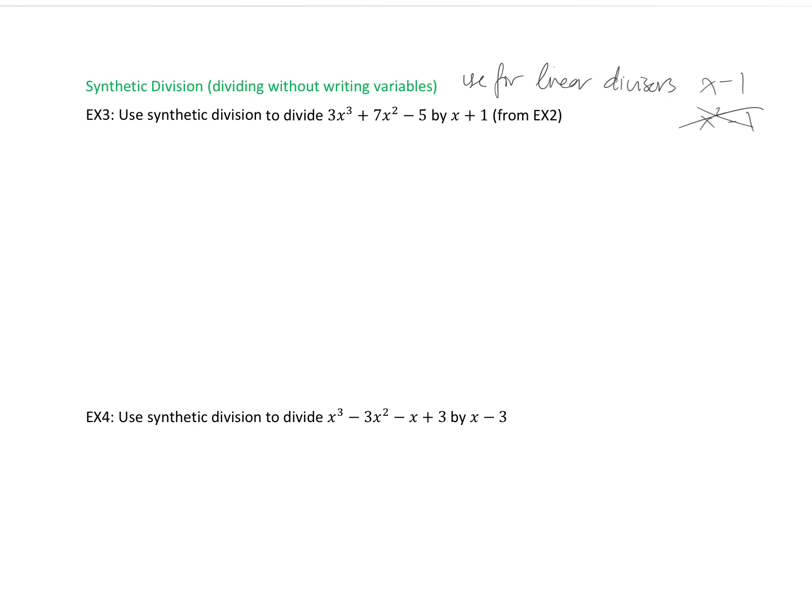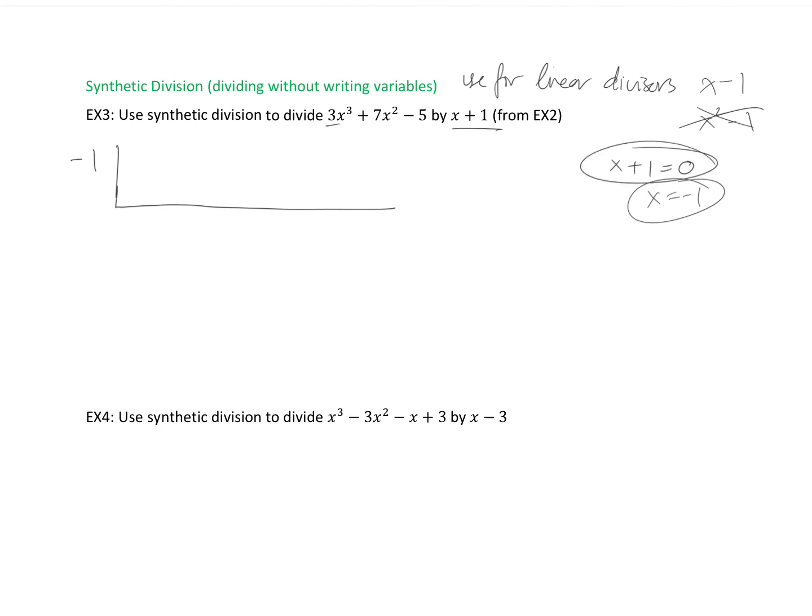Okay, so use synthetic division to divide 3x cubed plus 7x squared minus 5 by x plus 1. So we're going to do the same thing we did from example 2, but this time we'll use synthetic division, which means we're not going to be working with the variables. It's a little different when we do synthetic division. If we're dividing by x plus 1, we want to find the number we're going to divide by. So we'll set the divisor to 0 and solve for x. So we're going to be dividing by negative 1. So I'll set up my synthetic division like this, negative 1 coming from our divisor when we set it to 0.